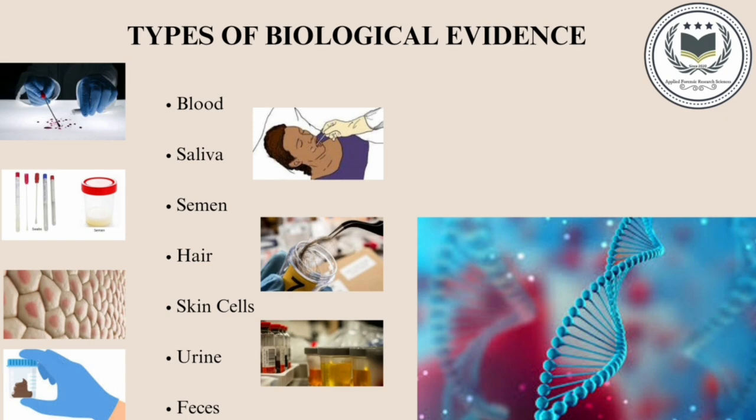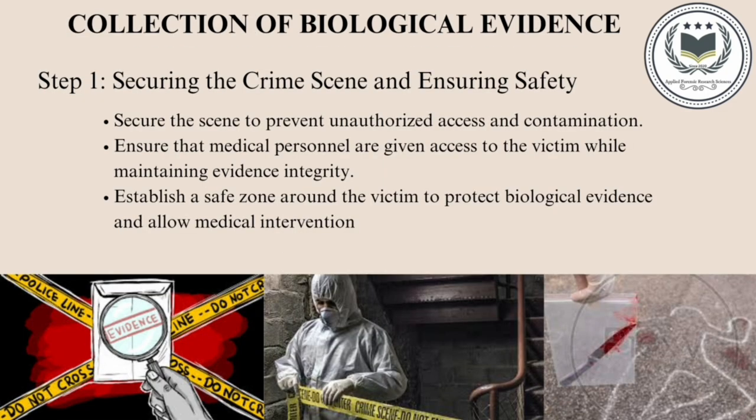Now, here are the types of biological evidence. They are blood, saliva, semen, hair, skin cells, urine, feces. Collection of biological evidence. Step 1, securing the crime scene and ensuring the safety.